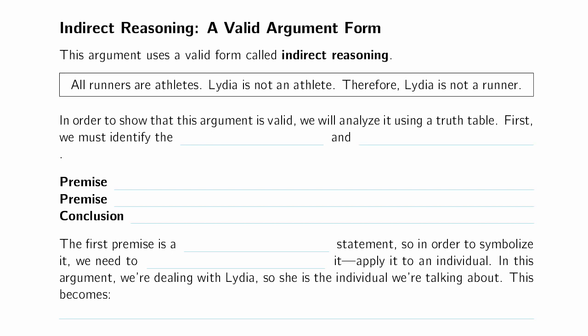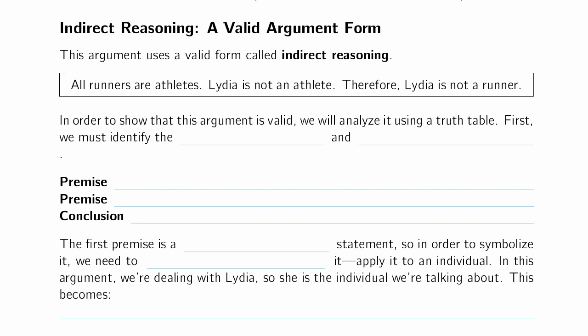One of our major goals in this section is to build up a sort of a library of valid argument forms so that when we see one of these forms, we don't need to do a new truth table every single time. We can recognize that this is a form that we've already studied. And this first example shows one of the valid argument forms we're going to be interested in.